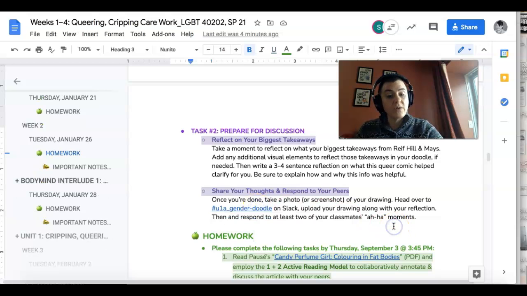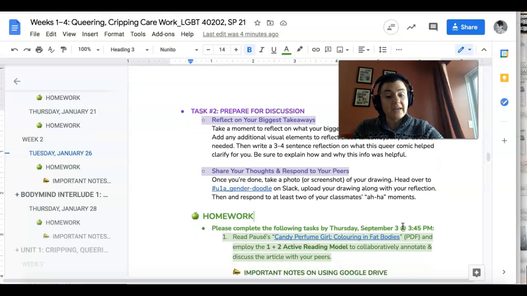And then once you have uploaded your drawing and your reflection, I do want you to read and respond to at least 2 of your classmates' posts. And again, just don't phone it in, right? Because this is a pretty roomy schedule for a reason. And just respond to each other. And then once you're done doing that, you are free to go for the rest of the day.